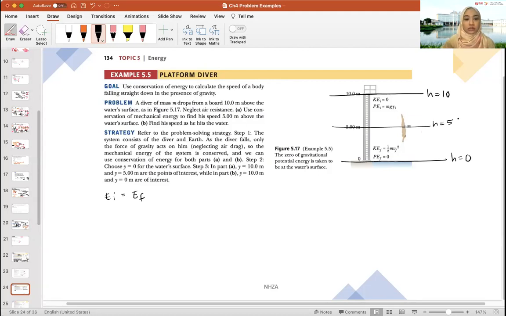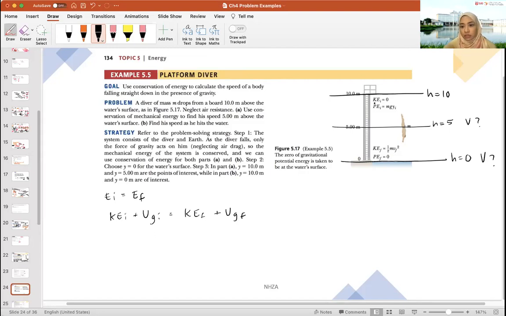So how do we do this? And then it's asking us for V over here, and then find his speed as he hits the water. So V here also. So this is for question number B, and this is question A. So let's do it quickly. So EI, expand this equation, we have KE initial plus UG initial equals to KE final plus UG final. A little more, please focus over here, otherwise it will be hard to answer later.